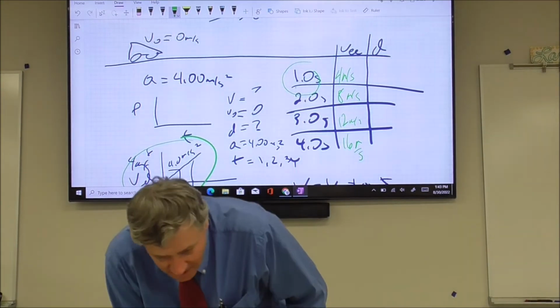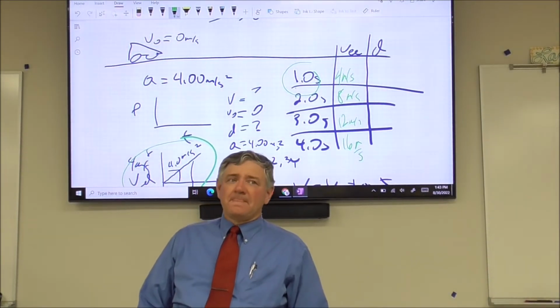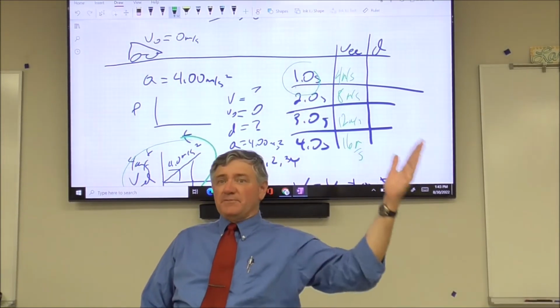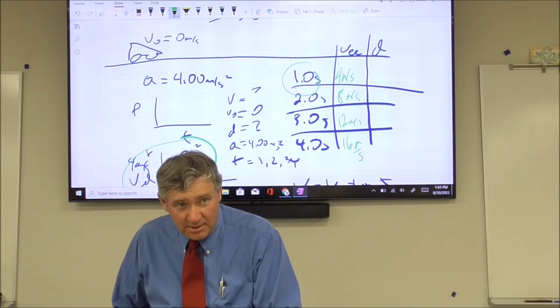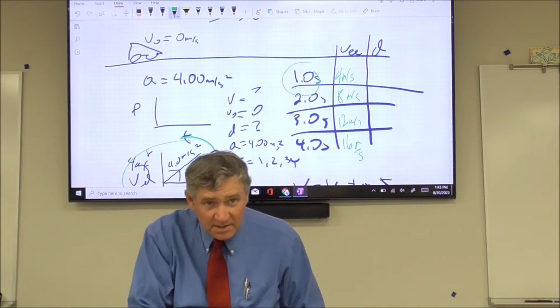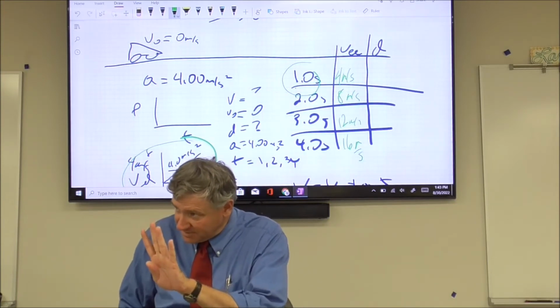What's the only time that it's going 4 meters per second? At the end of 1 second. It's going 2 meters per second. It's going pi meters per second. It's going 0.8 meters per second. Okay? It's going across this continuum. Only at the end of 1 second is it going 4 meters per second.